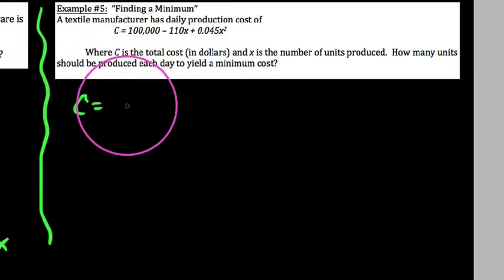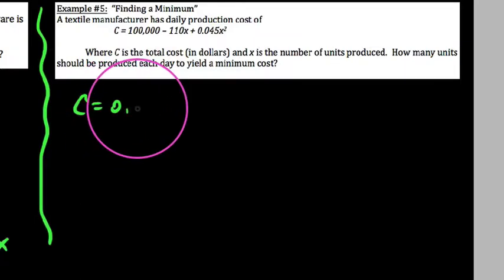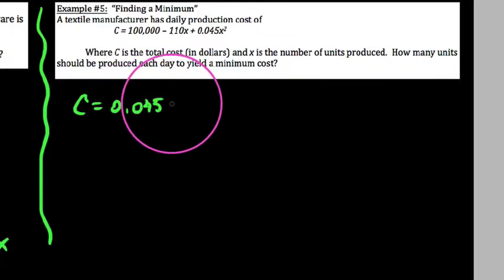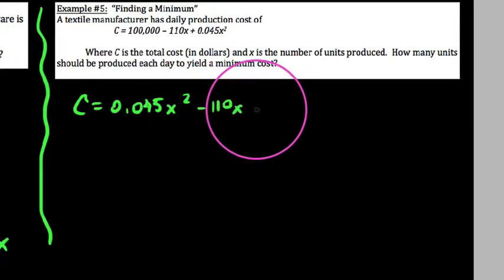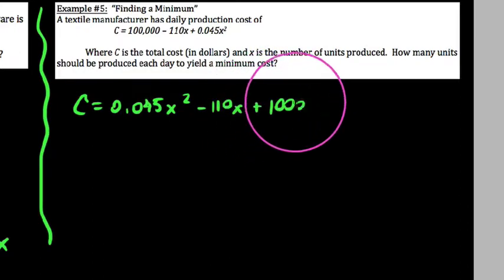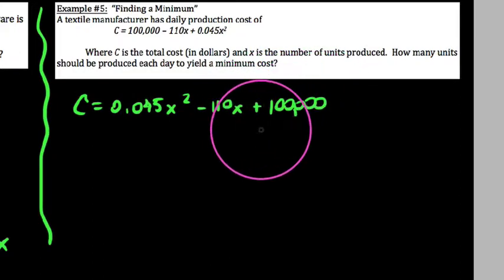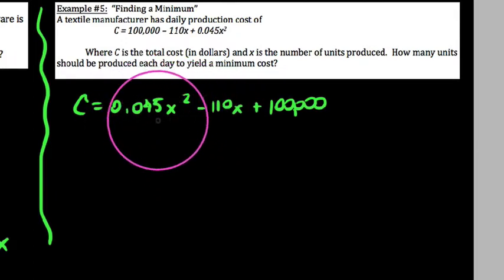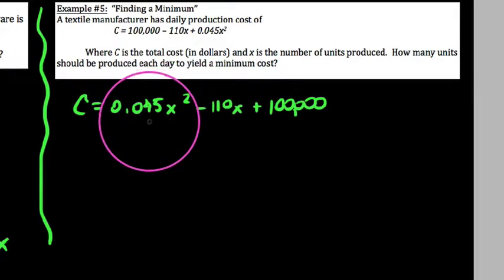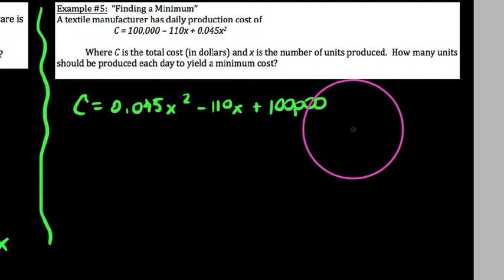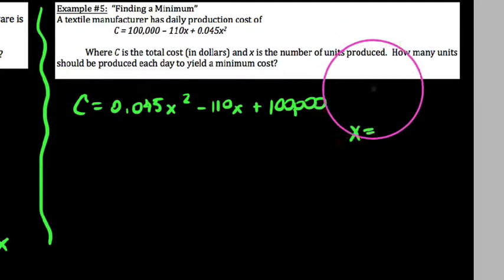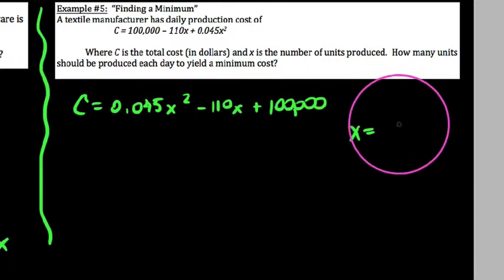So I'm going to start by rewriting this. We say 0.045x squared, minus 110x, plus 100,000. Okay, so you notice that I just wanted to rewrite this so our leading coefficient was up front. But again, to answer this question, we just need to know where the vertex is. Because if we want the minimum, it occurs at the vertex. We know this is at the point x equals negative b over 2a, and then f of negative b over 2a, or in this case, c of negative b over 2a.